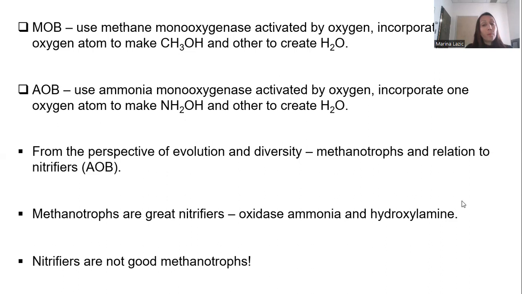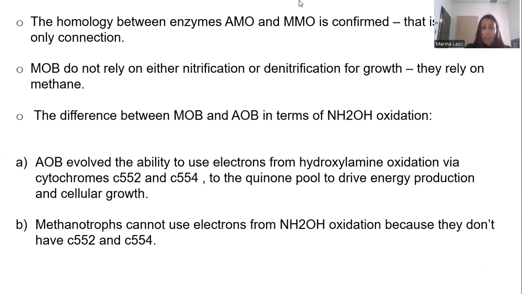But the two of them can compete for ammonia, and then you have them structured in nature based on the available resources. Now, the homology that exists between ammonia and methane monooxygenase is already confirmed. But that homology is not the only connection that apparently exists between these two organisms. However, MOB do not rely on nitrification or denitrification for growth. They only need methane for growth. On the other hand, ammonia oxidizers do need ammonia to grow. So they do extract energy from nitrification, or denitrification in the case of nitrifier denitrification, but that's a separate metabolism.